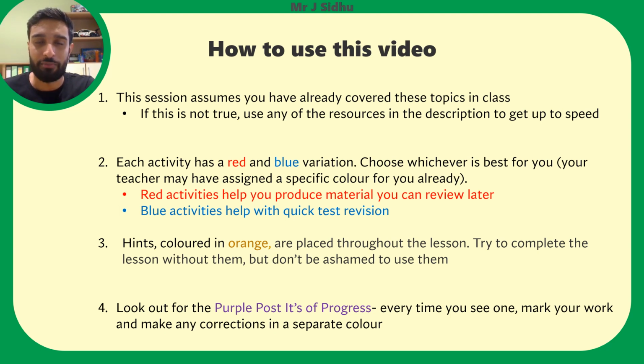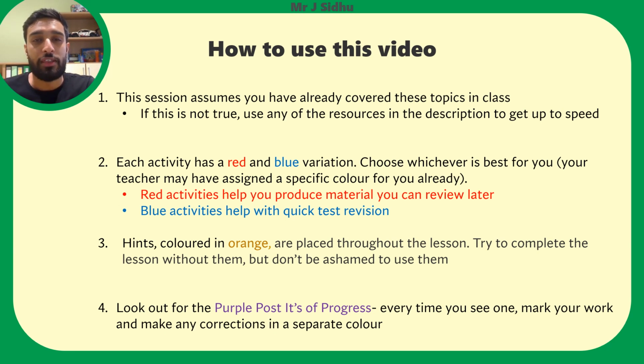Now, there are 5 activities in this online lesson, and each activity has a red and a blue variation. You are more than welcome to choose whichever one you think is best for you, but please note, if your teacher has sent you here for some homework, then please do the colours that they have asked you to do. Each one, red and blue, is good for a specific scenario, so just choose whichever one you think is going to work best for you.